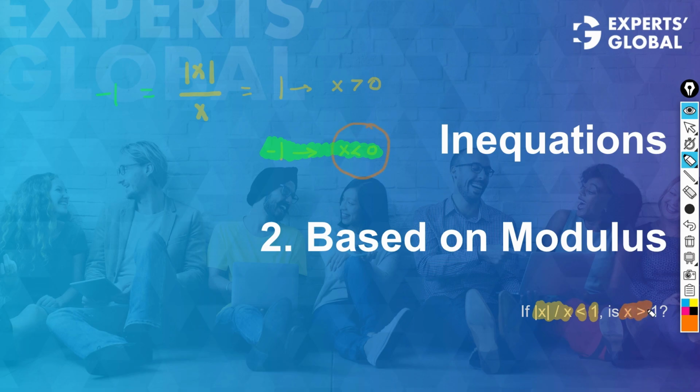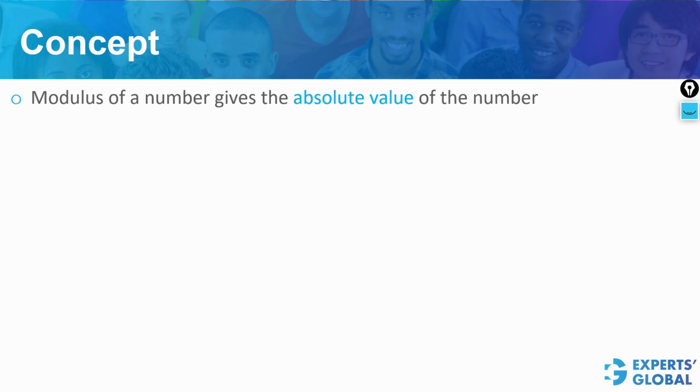Is x greater than 1? The answer is no. Modulus of a number gives the absolute value of the number. For example, mod of minus 2 is 2. Mod of 2 is also 2. Therefore, if mod of x is 2, x may be 2 or minus 2.